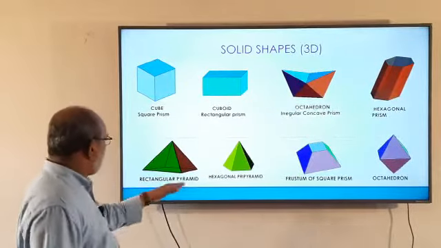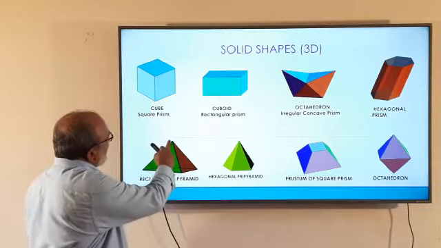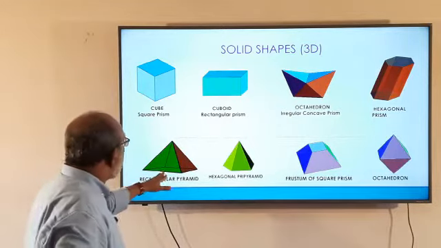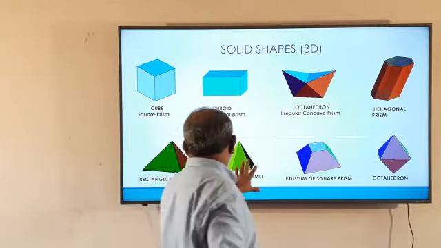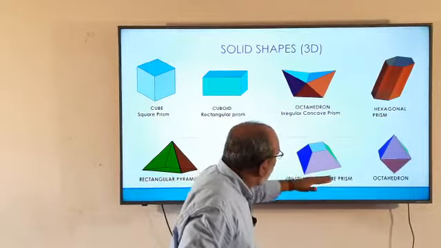Here's a rectangular pyramid. See, the base is rectangular, but it's a pyramid. This pyramid has a central vertex, but a prism has no central vertex, while a pyramid has. Hexagonal pyramid, it's a hexagon, it's a pyramid. It's a frustum of a square pyramid.